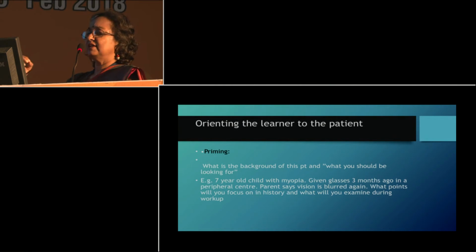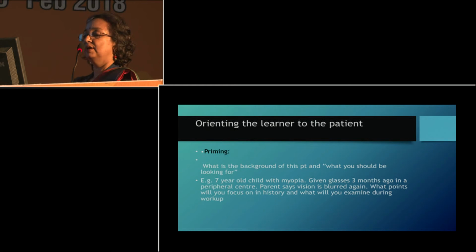So the other technique that you can use is orienting the learner to the patient. It's a technique called priming. So we have different styles, right? Sometimes the patient is sitting in the room and you go into the room. In some hospitals, you are sitting in your clinic room and the patient is ushered in. So before the patient is ushered in, I look at the patient's electronic record and tell the PG, okay, this is what we are going to be looking for.